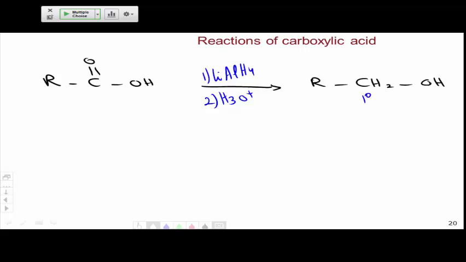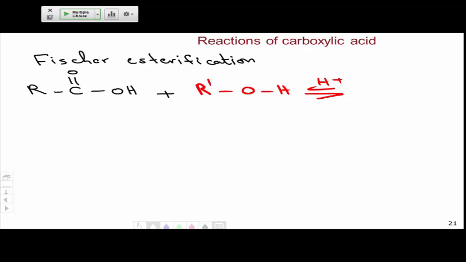So I'm gonna write it in here so that when you're doing revision for the exam, you kind of have it written. Not sodium borohydride. It's not strong enough to reduce the carboxylic acid into a primary alcohol. You need lithium aluminum hydride.